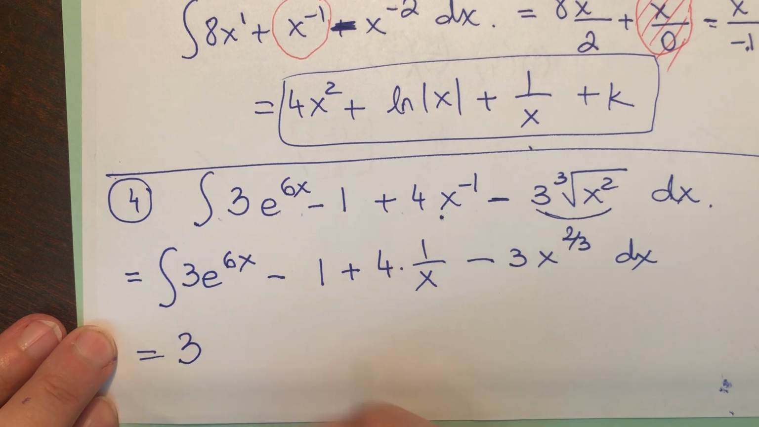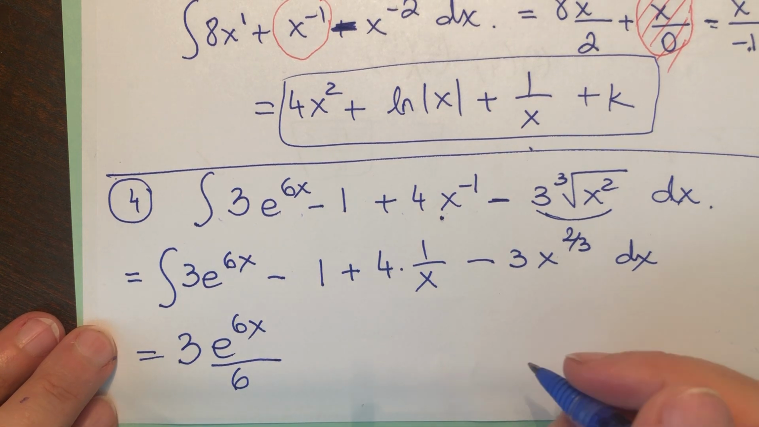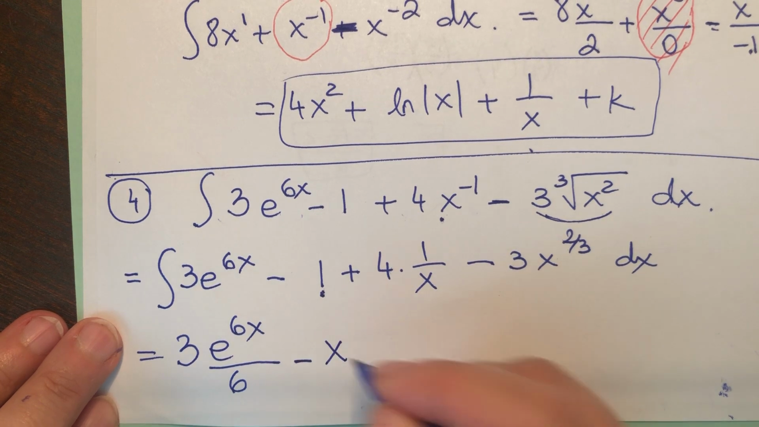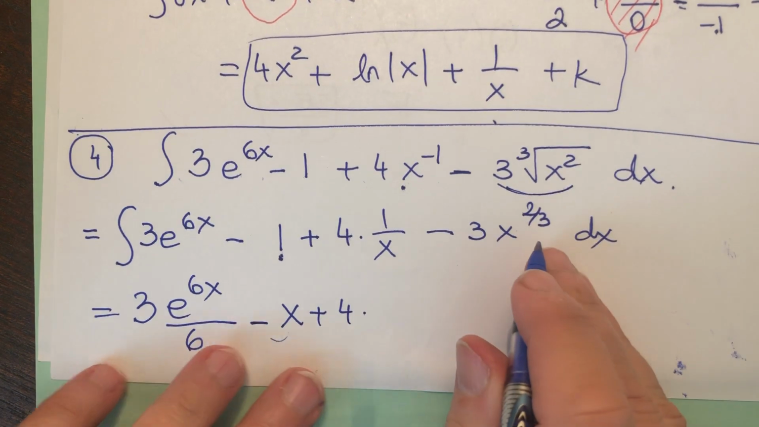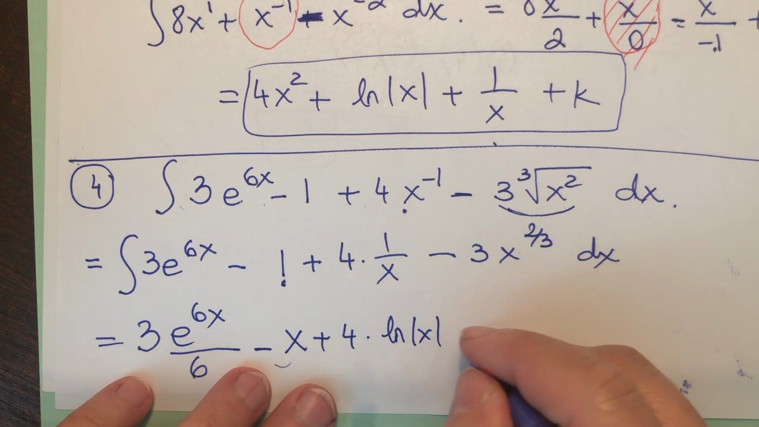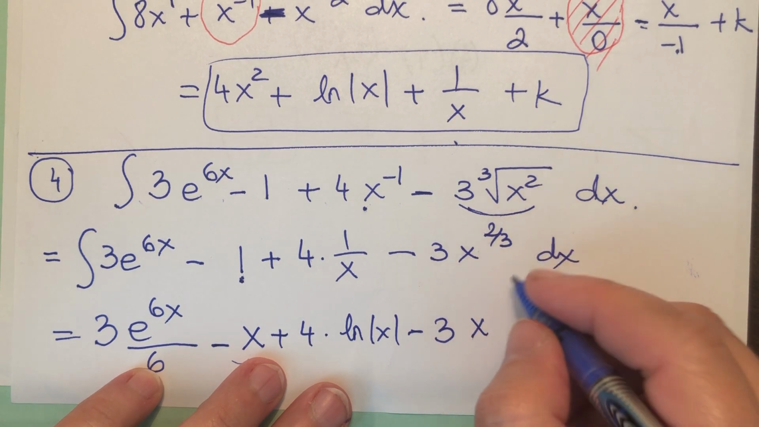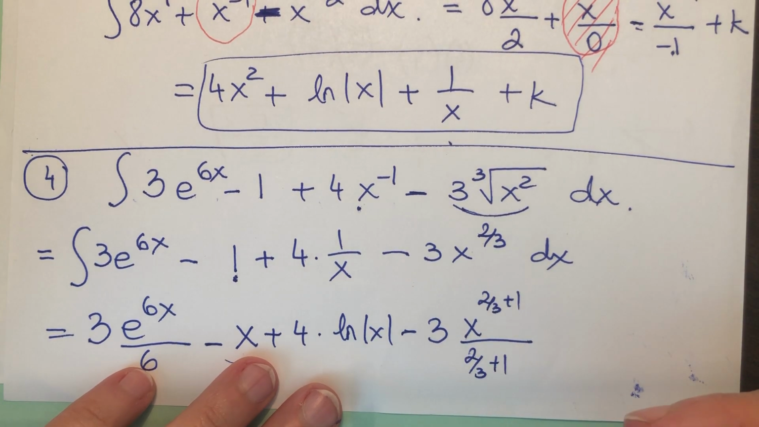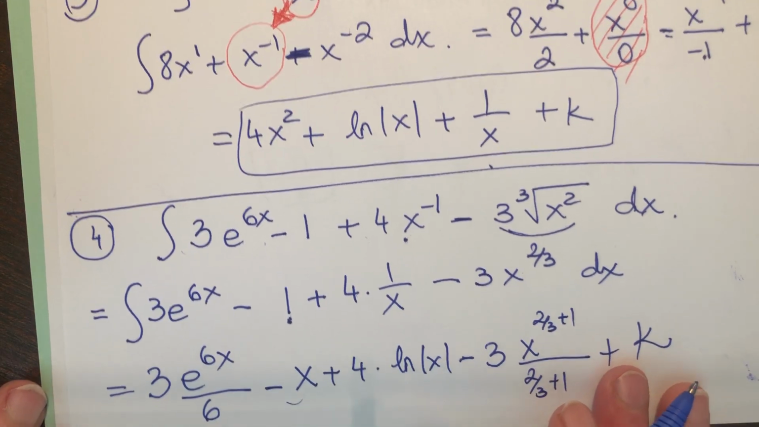So it says keep the coefficients, e to the 6x, but then divide by 6 or multiply by 1/6, minus. The antiderivative of 1 is 1x, yes, because again, the derivative of x is 1, plus 4 times the antiderivative of 1 over x is ln of the absolute value of x, minus 3 x to the, I'm going to increase this 2/3 by 1 and then divide by that exponent plus some kind of constant. Okay, so I'm going to fix this up some more.